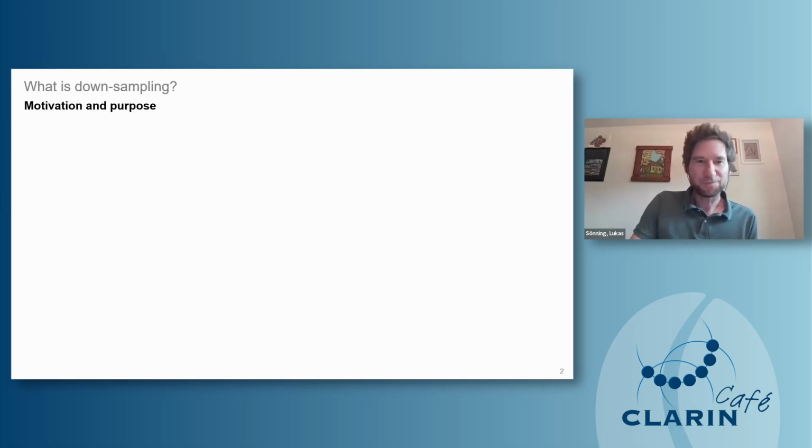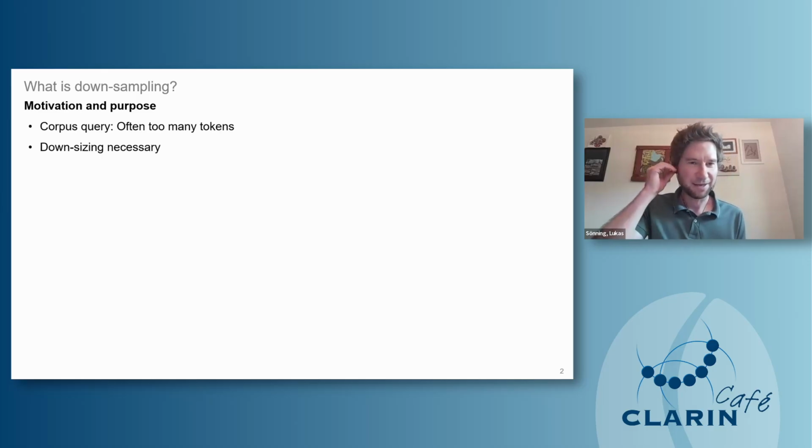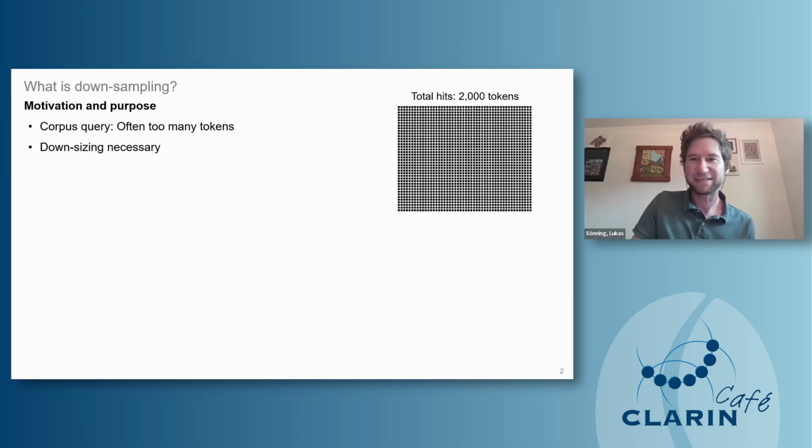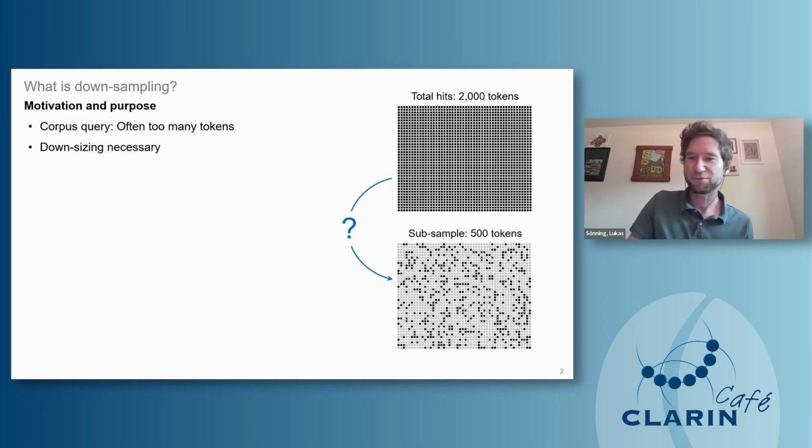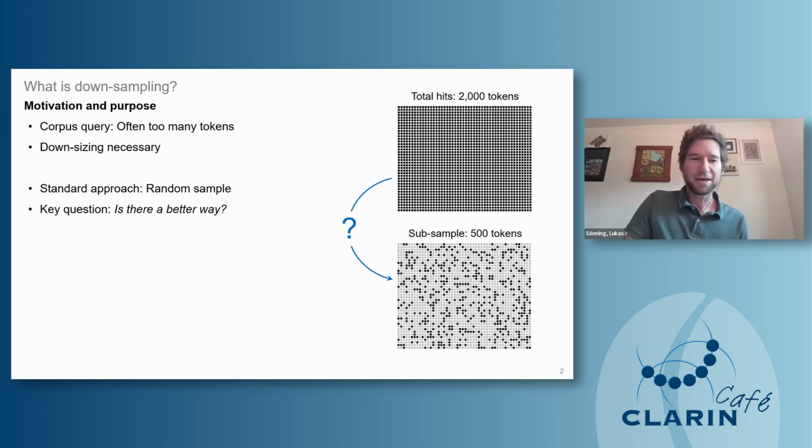So it's relevant in corpus-based work if a corpus query returns too many hits. This is often the case in studies that have to manually disambiguate or code occurrences. So then we have to downsize data. So if you have, let's say, a total set of 2,000 hits, you might have to reduce that to 500. The standard strategy is to take a random sample. And the key question basically is whether there is a better way to go about this.